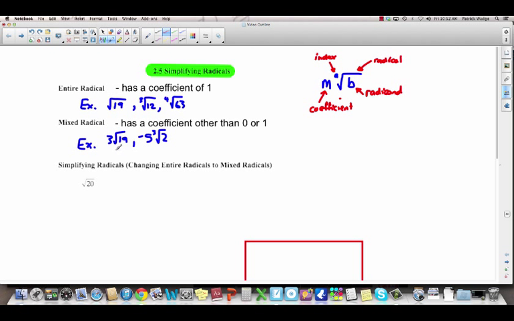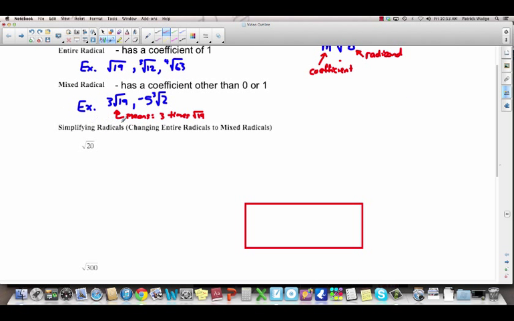What does this mean right here? 3 square root of 19. This means 3 times root 19. This means negative 5 times the cube root of 2. Okay, so we're going to learn two things here. We're going to learn how to go from entire to mixed radicals and how to go back from mixed radicals to entire radicals. So first thing we're going to do is we're going to learn how to change from entire radicals to mixed radicals, and what we call this is simplifying radicals.